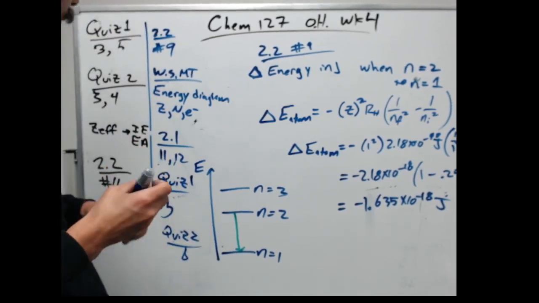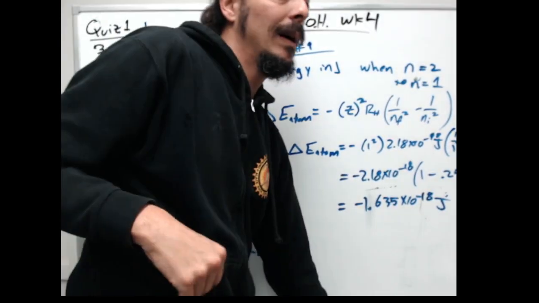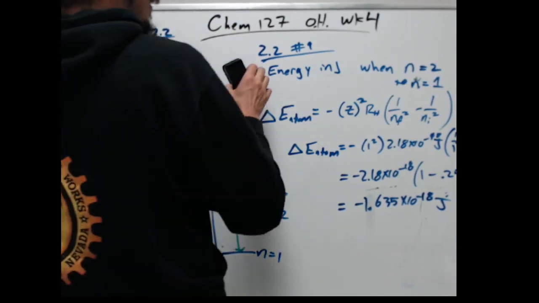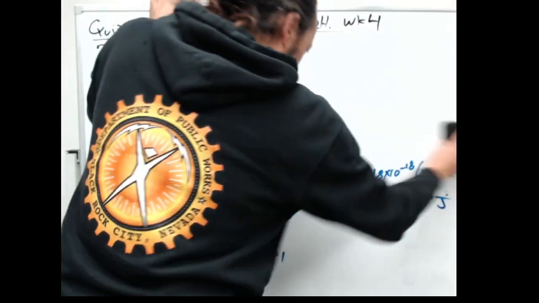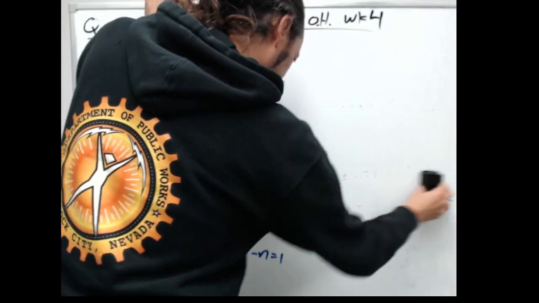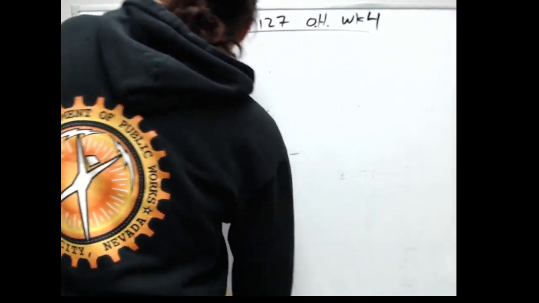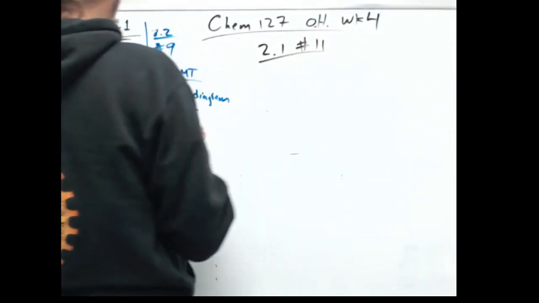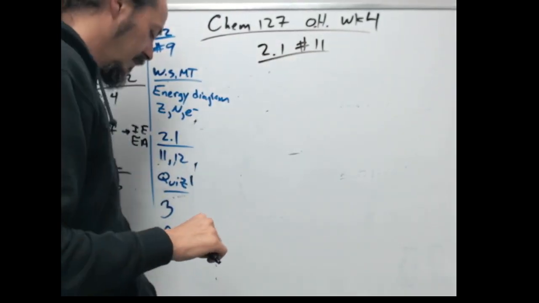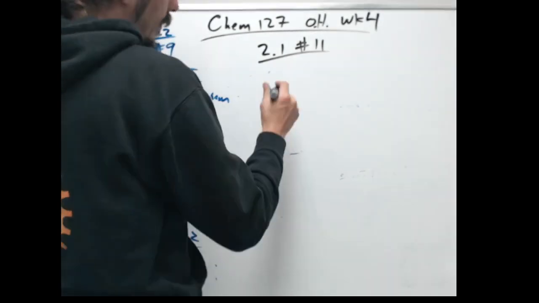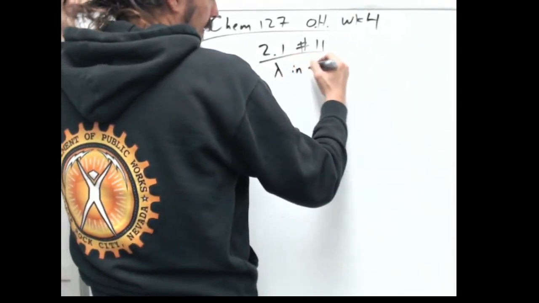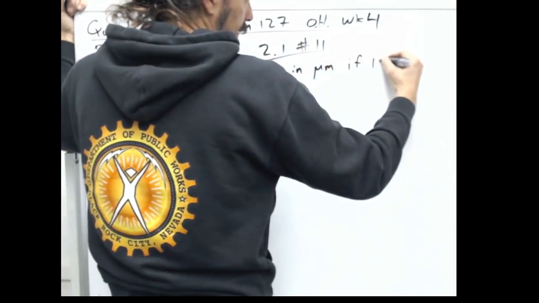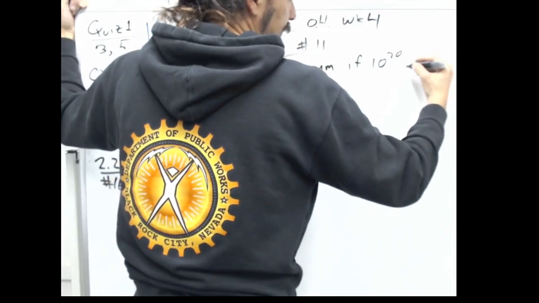Okay. Before we do that, let's go ahead and look at 2.1 number 11 and 12. And then we'll look at some of those worksheets from the workshop. What do you have for 2.1 number 11? 2.1 number 11 says, what is the wavelength in micrometers of a photon, if 10 to the 20 of these photons combined have an energy of 1 joule.